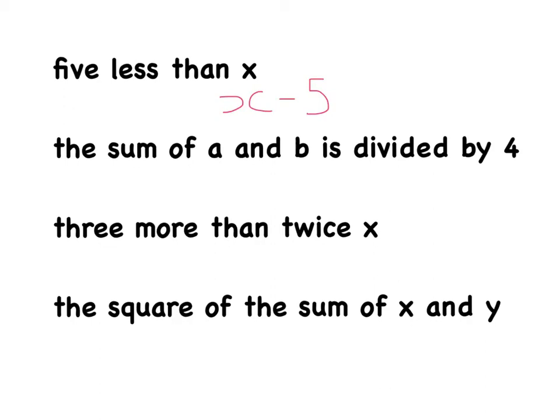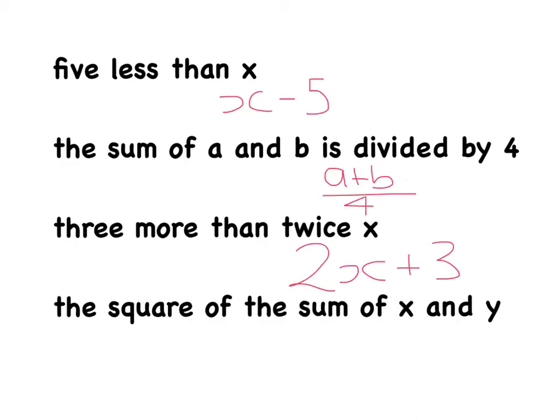The sum of A plus B, so I do the sum of A plus B, and that is divided by 4. Now, we no longer write that with the divide sign. Not accepting that. It's not how we write it. We write it as a fraction, like that, always. The sum of A plus B over 4. Okay, the next one, 3 more than twice x. Twice x is 2x. And it's 3 more than that: 2x plus 3.